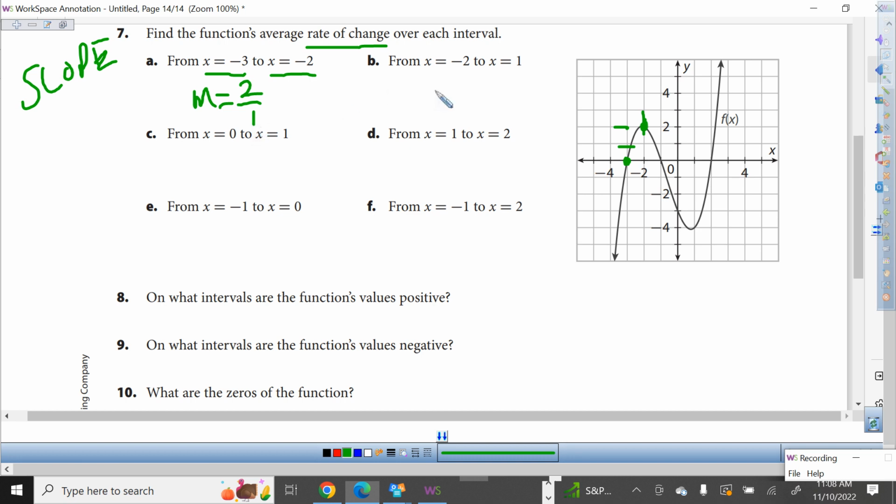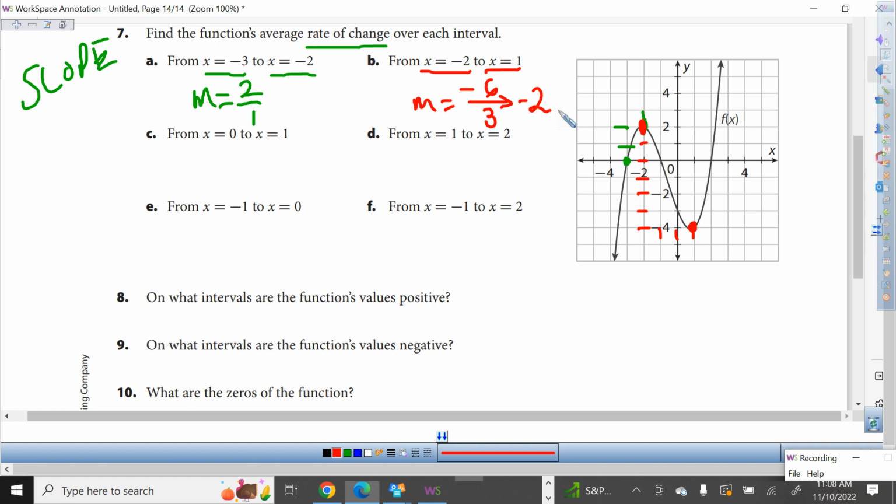Let's go to B. I'm going to switch colors so you can see it. From x equals -2, which is here, to x equals 1, which is right here. To get from here to here, I need to go 1, 2, 3, 4, 5, 6 down, so my slope is -6 so far. And then 1, 2, 3 to the right. So my slope is -2.